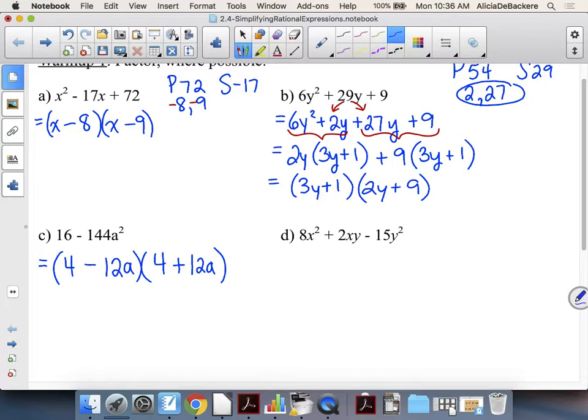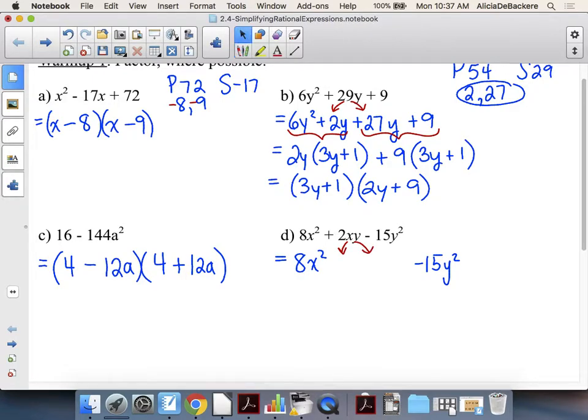I know I'm using my decomposition strategy. So my first term stays the same, and my last term stays the same. And I'm just going to split the middle term into 2. So I'm just ignoring the y squared right now. I don't really even care.